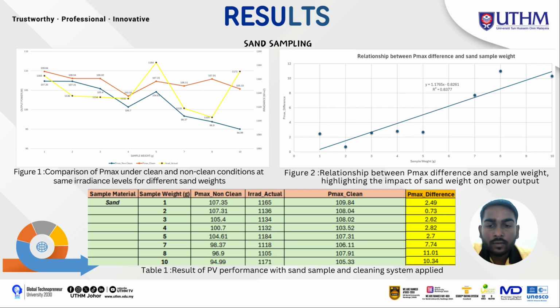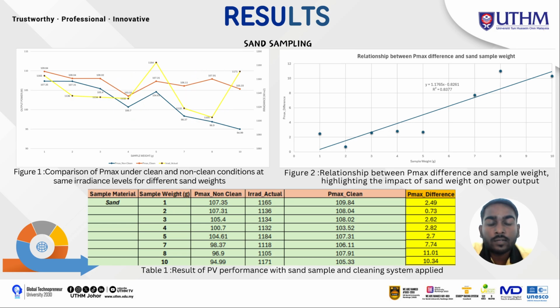So in this graph, I will conclude that Pmax clean has produced more output power compared to Pmax non-clean, and it is noticeable that the Pmax is lower, 103.52 watts at an irradiance of 1132 watts per square meter, while higher at 107.91 watts at the lower irradiance of 1105 watts per square meter.